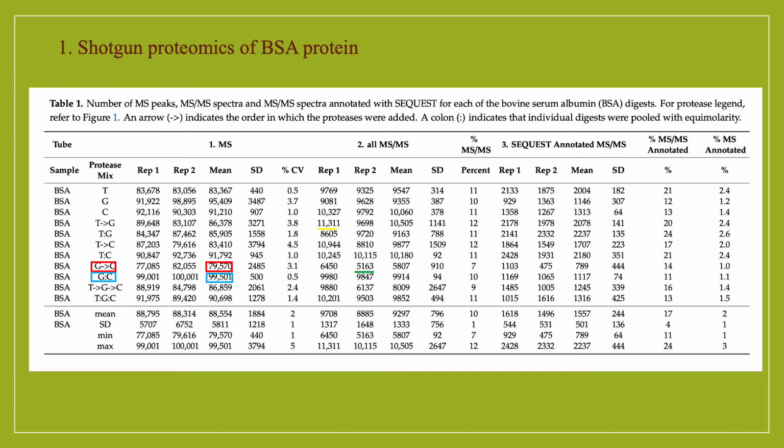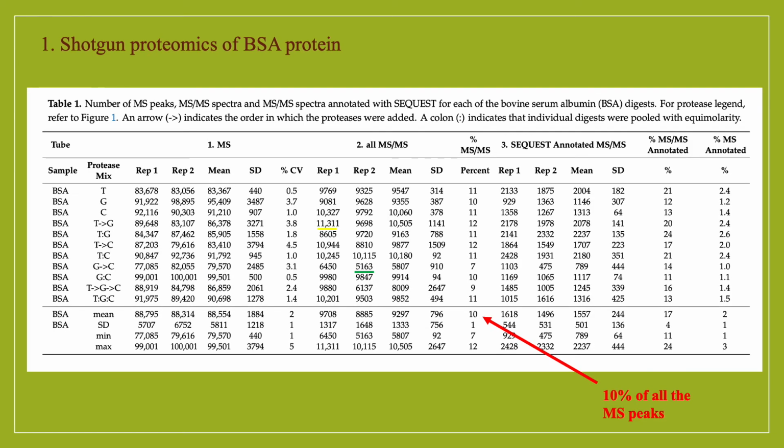Out of 11 protease preparations, the sample treated with glycine followed by chymotrypsin, highlighted in the red box, gives the least number of MS peaks, whereas the sample treated with a mixture of glycine and chymotrypsin, highlighted in blue, gives the highest number of MS peaks. MS spectra only account for 10% of all the MS peaks on average.